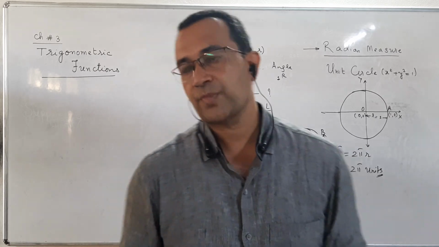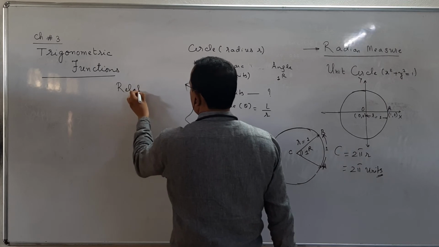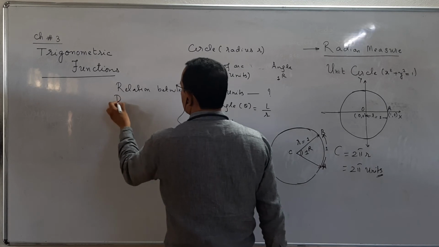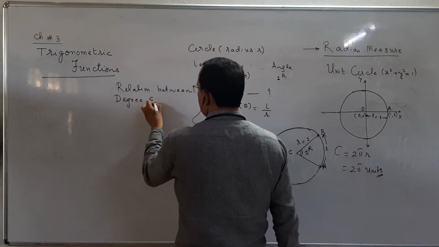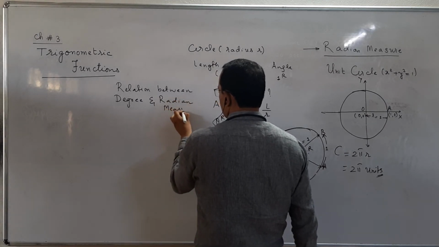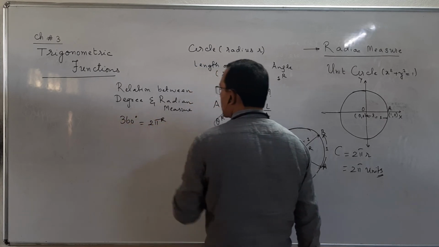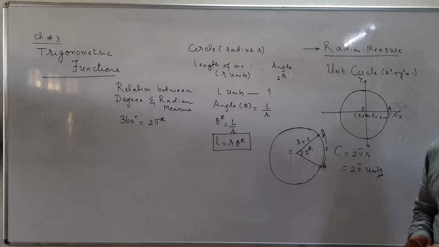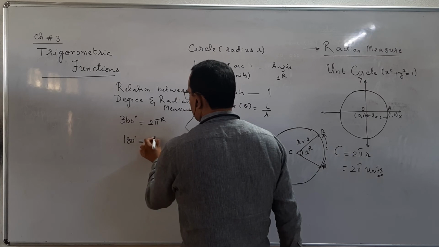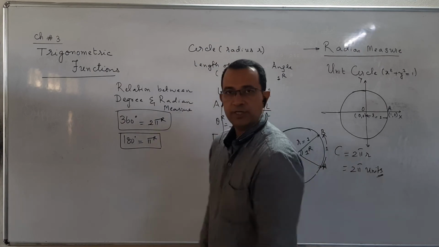Now, students, relation between degree and radian measure. Now one complete rotation is 360 degree in degree measure, and one complete rotation is 2 pi radian. So 360 degree is 2 pi radian, so 180 degree will be pi radian. This is derived on the basis of one complete rotation.